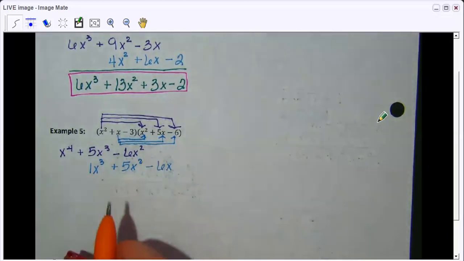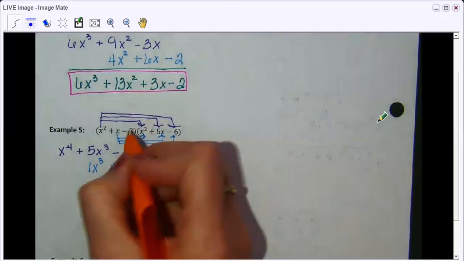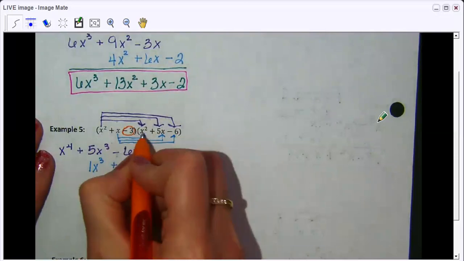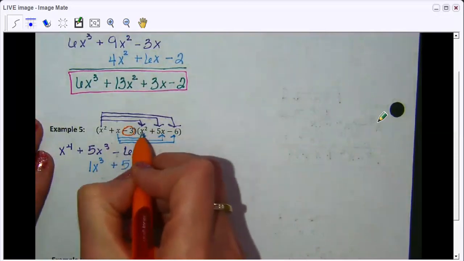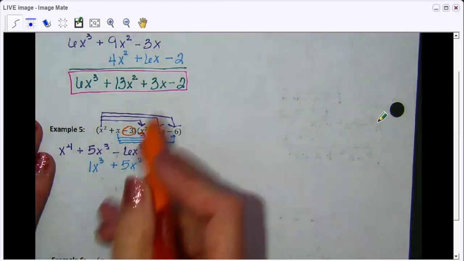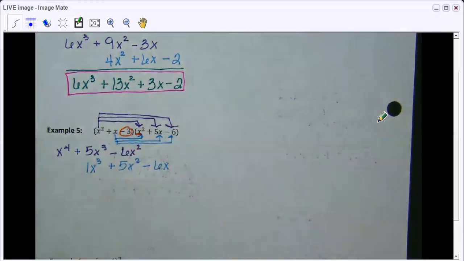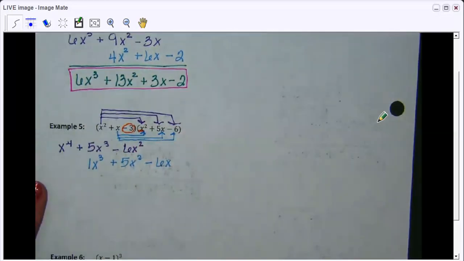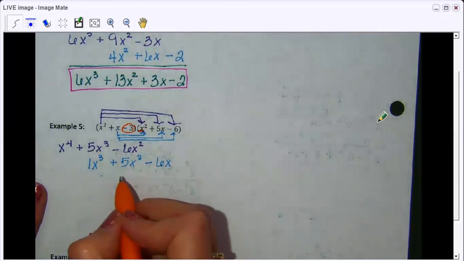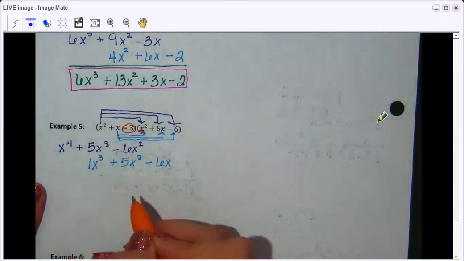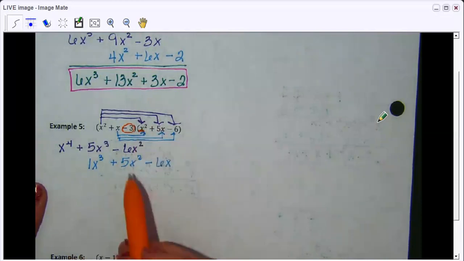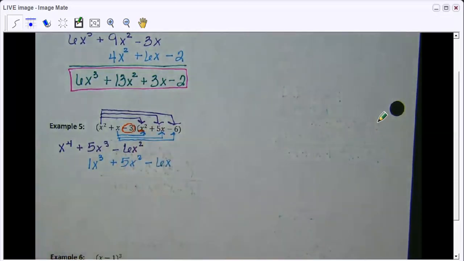So this time I'm just going to circle my terms. So I have a negative 3 here, and I'm going to multiply it by x squared. So negative 3 times x squared is negative 3x squared. I'm going to put that below my like terms. Wait, wouldn't it be negative 6x squared? Oh, wait, no, never mind. I'm looking at the first. Actually, you know what we're going to do before we do that? I'm going to go ahead and combine these.